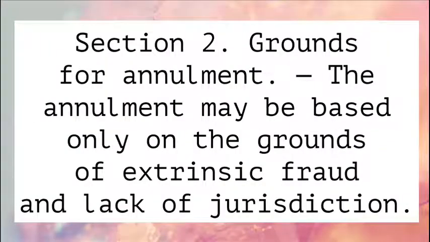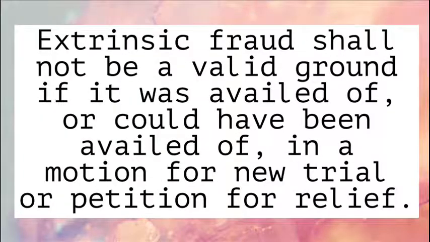Section 2. Grounds for annulment. The annulment may be based only on the grounds of extrinsic fraud and lack of jurisdiction. Extrinsic fraud shall not be a valid ground if it was availed of, or could have been availed of, in a motion for new trial or petition for relief.